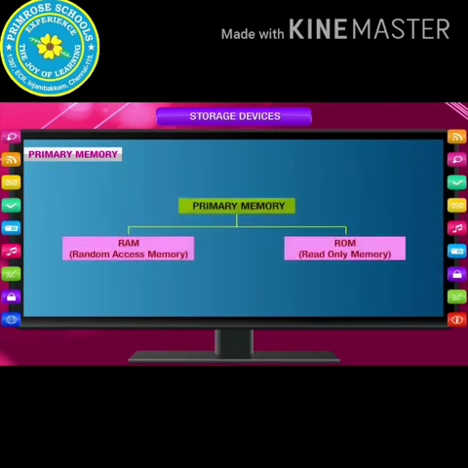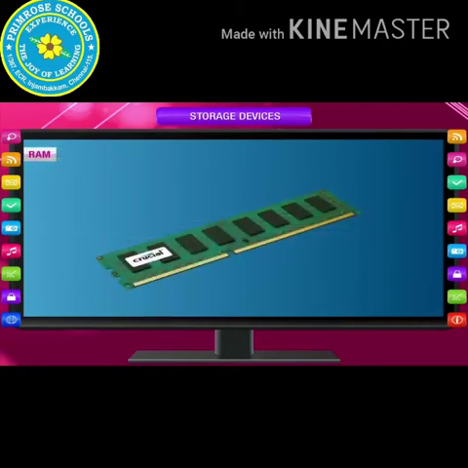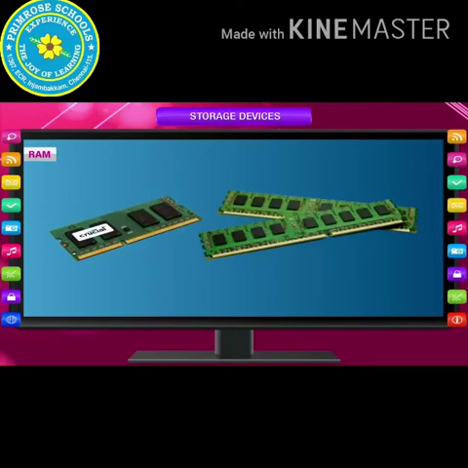Primary memory is of two types: RAM, random access memory, and ROM, read-only memory. RAM, random access memory, is temporary memory of the computer. It provides space to program and data for execution. It is a unit like a blackboard on which teacher writes, explains, and removes. When the computer is turned off, the contents of this memory are washed out.